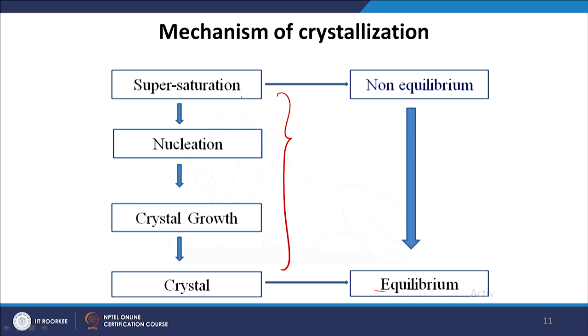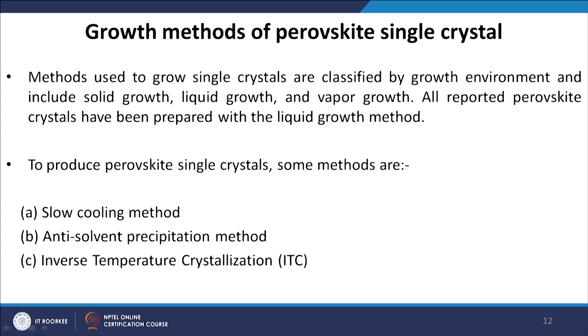First, you have a supersaturated condition which can lead to the nucleation, which leads to the crystal growth, which leads to the crystal structure formation, and it is an equilibrated structure. Keeping this general mechanism in mind, let us look at the growth mechanism and growth methods of the perovskite single crystal.